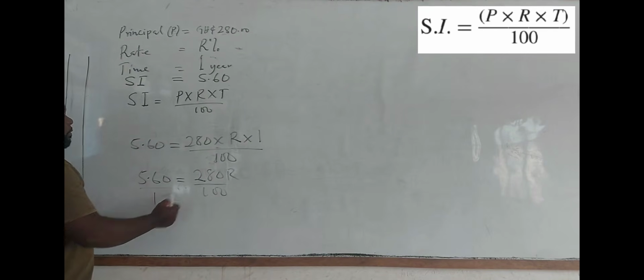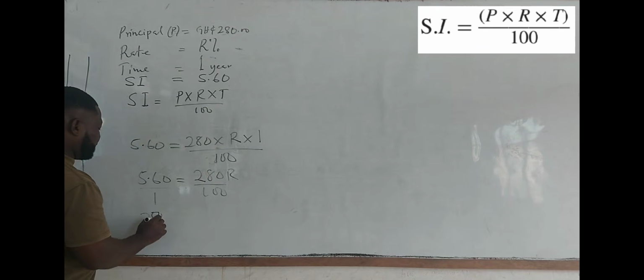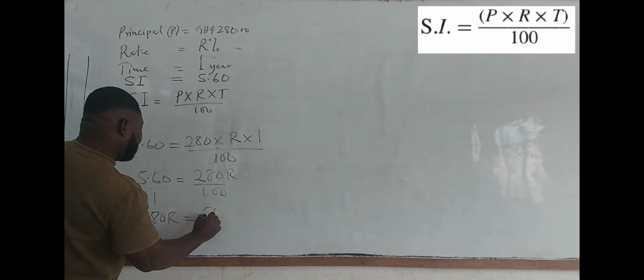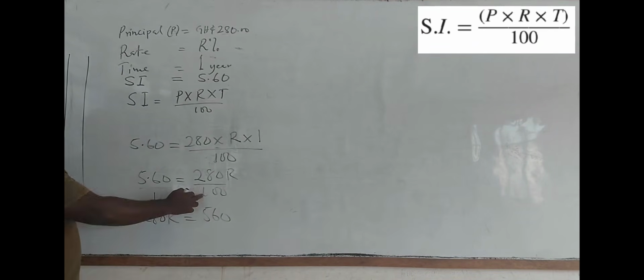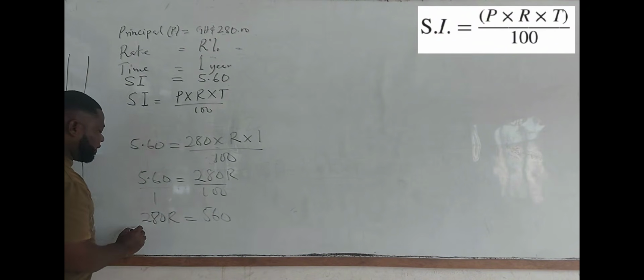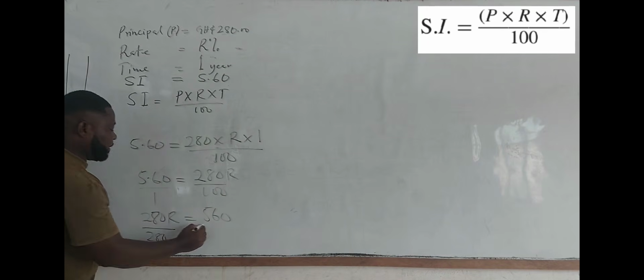This multiplies this, this multiplies this, right? So 1 multiplies 280R will give us 280R, being equal to this multiplies this will give us 560, right? 100 multiplies 5.60 will give us 560. Then we divide both sides by what? 280 to make R the subject.